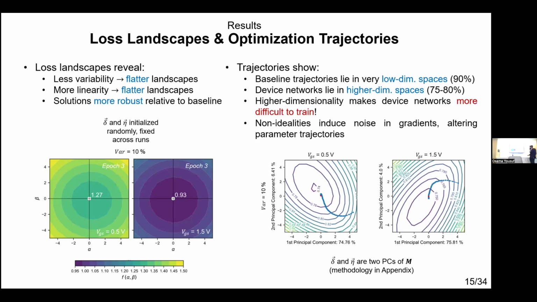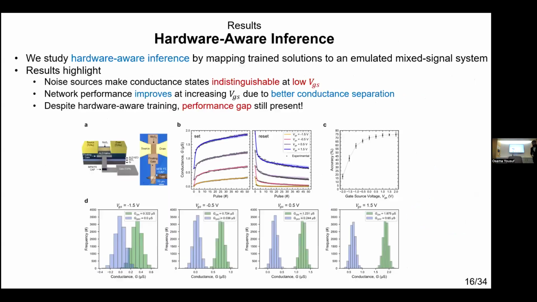in a good place. And this has kind of been a known thing in literature that device networks are difficult to train. But using this methodology, we can offer some insight that the reason why that's happening is because of these noisier loss landscapes and optimization trajectories.